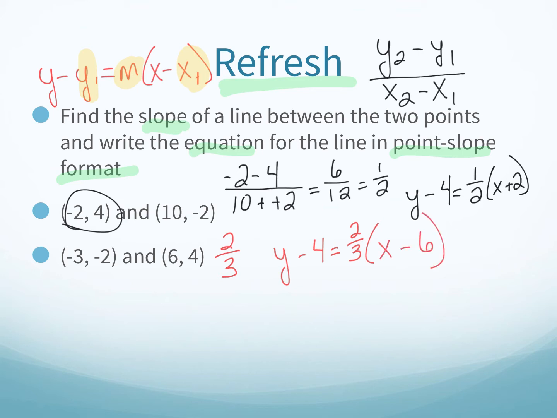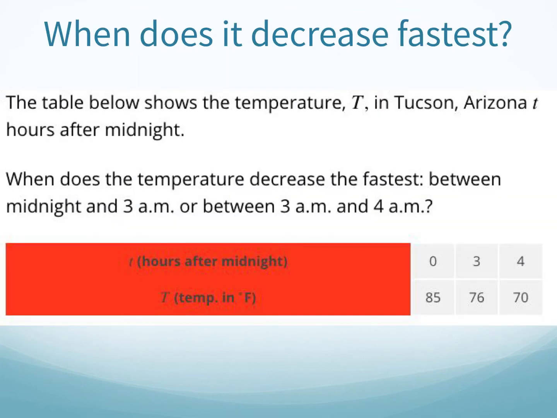Okay, so let's keep going. So where does it decrease the fastest? So this table shows the temperature in Tucson, Arizona, hours after midnight. When does the temperature decrease the fastest? Between midnight and 3 a.m. or between 3 a.m. and 4 a.m.? So we're going to look at the difference in the slope. So first we're going to do the slope between midnight and 3 a.m.